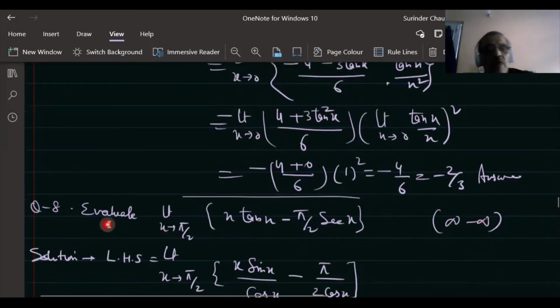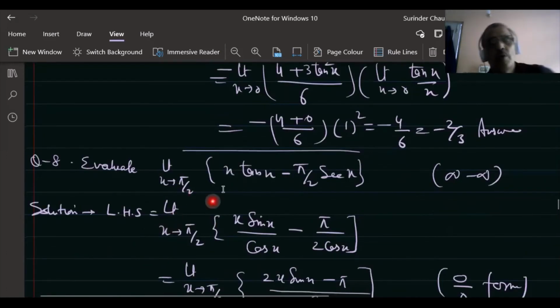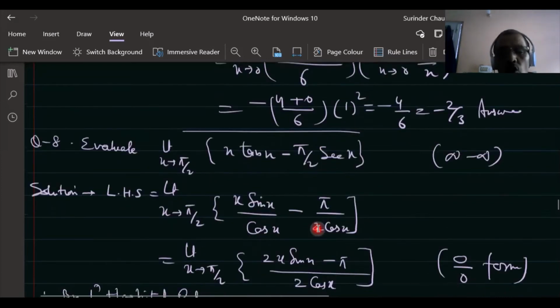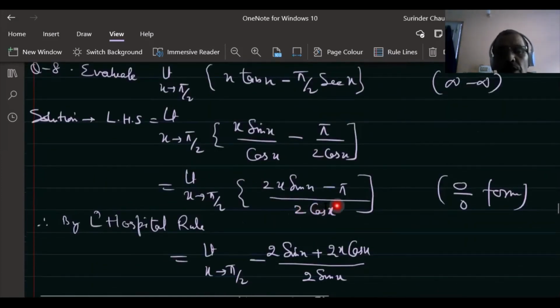Now evaluate the limit as x approaches pi by 2 of x tan x minus pi by 2 sec x. At x equal to pi by 2, this is 0 times infinity minus infinity form. So again convert into sine and cos, take the LCM, then after simplification put x equal to pi by 2.